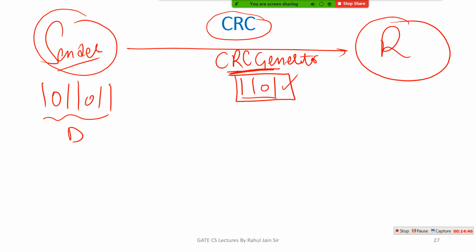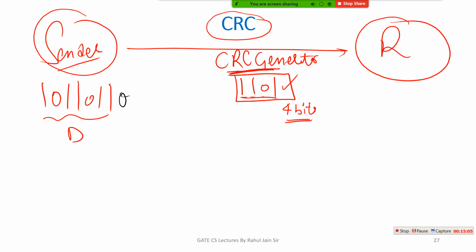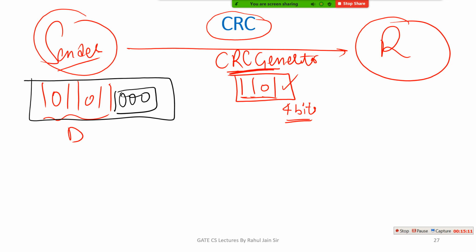Now this CRC generator is 1101. Basically it is of 4 bits. So just one bit less, that is 3 bits. I will append 3 zeros to the right hand side of this. You can see here, I will add 3 zeros as appended bits with my data. This is my complete frame now. In my frame, I add 3 zeros as appended zeros.